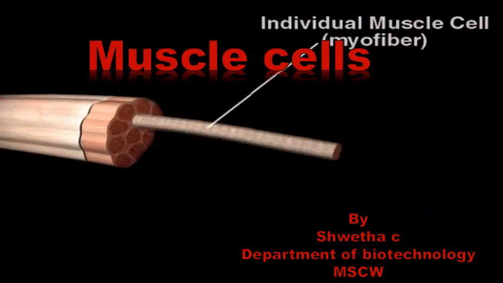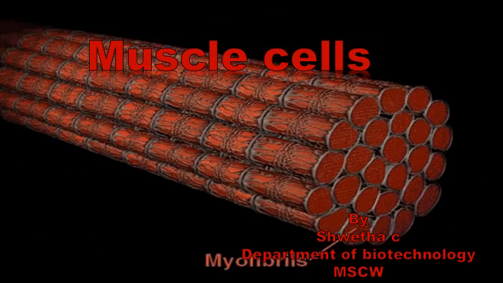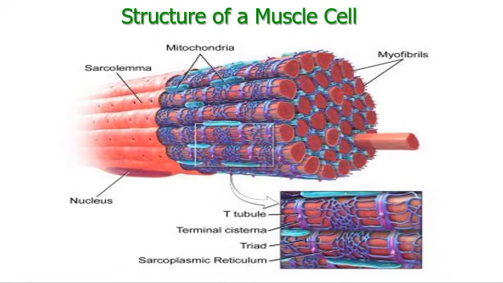We'll continue our studies on muscle cells. What exactly is the structure of this muscle cell? As we said, it contains a sarcolemma and the nucleus. Here you can see the purple one, and the mitochondria present on the light blue one. These are the mitochondria which produce the ATP, and these are the myofibrils. Myofibrils are made up of actin and myosin filaments, which help in the movement of the cell.